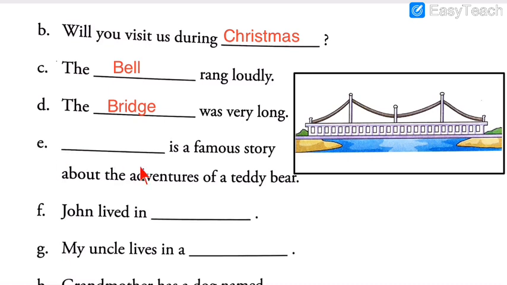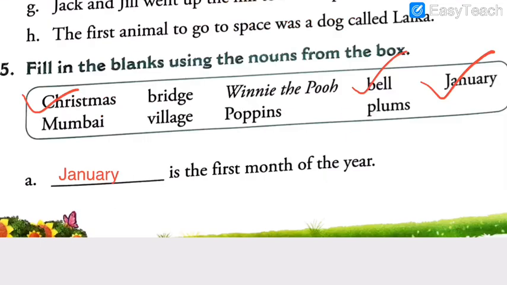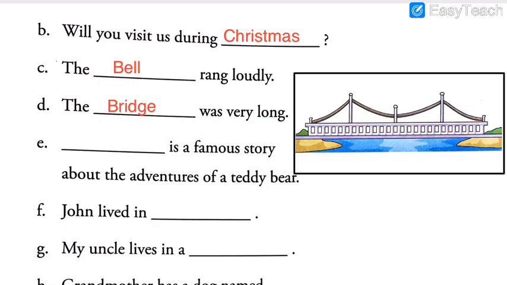Next is sentence E. Dash is a famous story about the adventure of a teddy bear. Now, first of all, we should take the bridge because we have done that, and also students, those who are solving it in the textbook itself like me, please tick mark the options which you use, so you don't get confused. You have a clear idea which options are available for you. So teddy bear, it is Winnie the Pooh. So I will tick mark that option, Winnie the Pooh, and we will write it down here in the blanks.